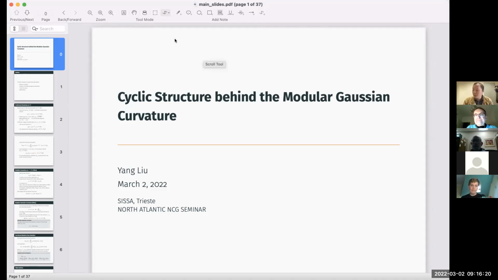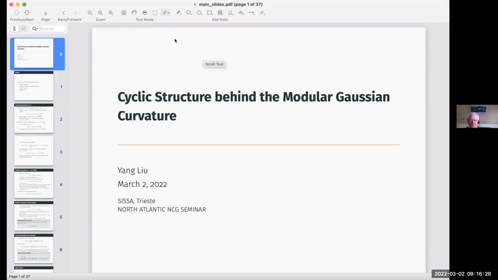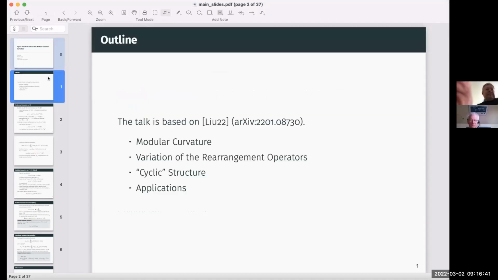The big picture of this project is somehow to explore and develop Riemannian geometry, purely in the language of functional analysis. Here is the outline of my talk.